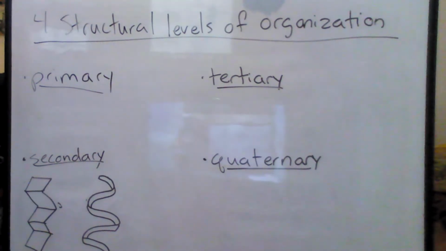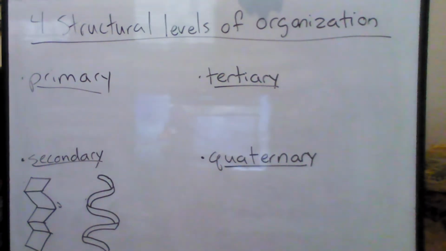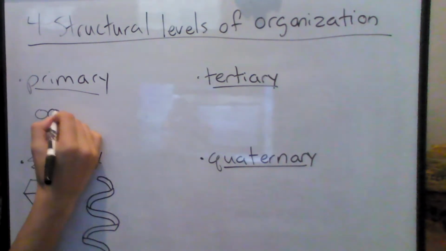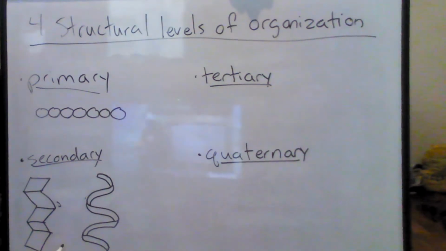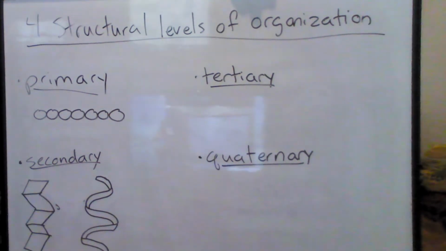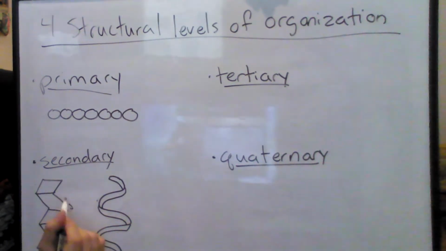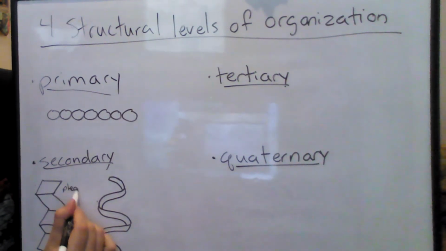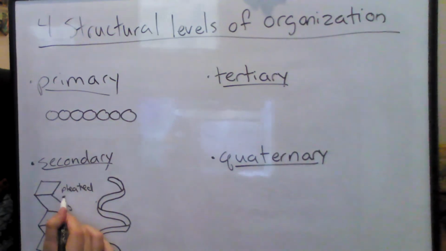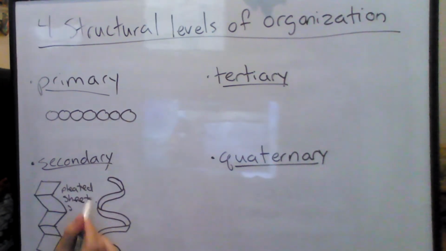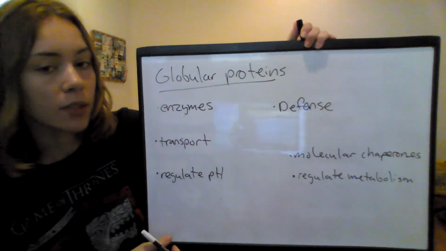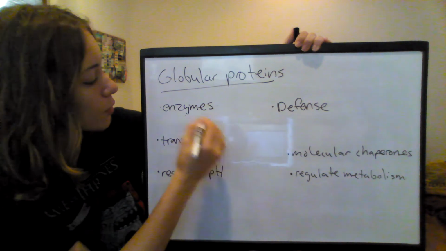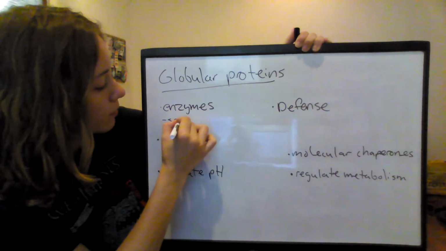Now I'm going to discuss the levels of structure of proteins. There is the primary structure, the secondary, which is the alpha helix or beta pleated sheet, the tertiary, and the quaternary. Those are the levels of structure of proteins. Globular proteins are proteins with a specific job. Enzymes are proteins that speed up a reaction.